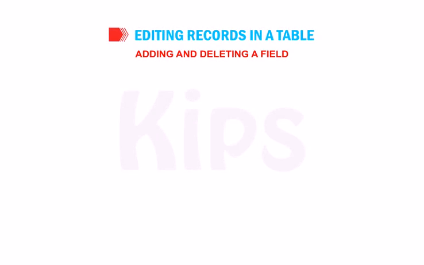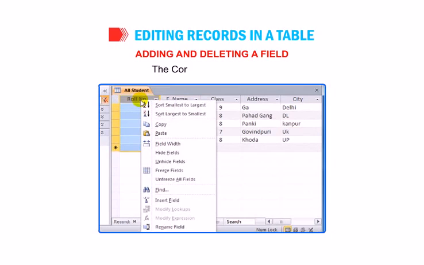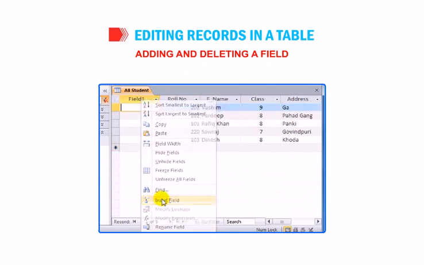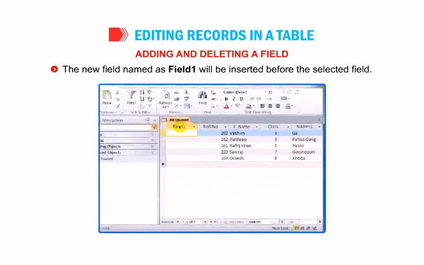Adding and deleting a field. Open a table in Database view. Right-click on the field name where you want to insert a field. The context menu appears. Select the Insert Field option. The new field named Field 1 will be inserted before the selected field.